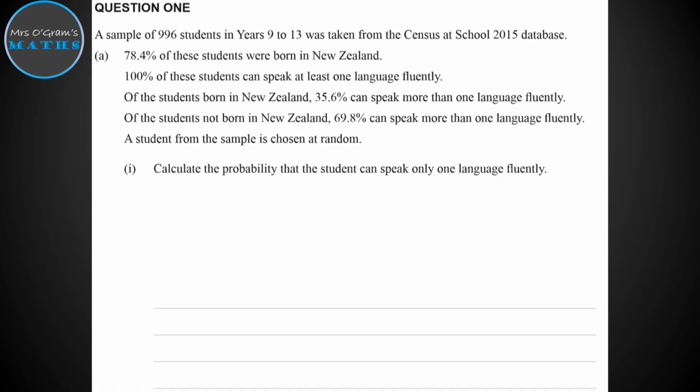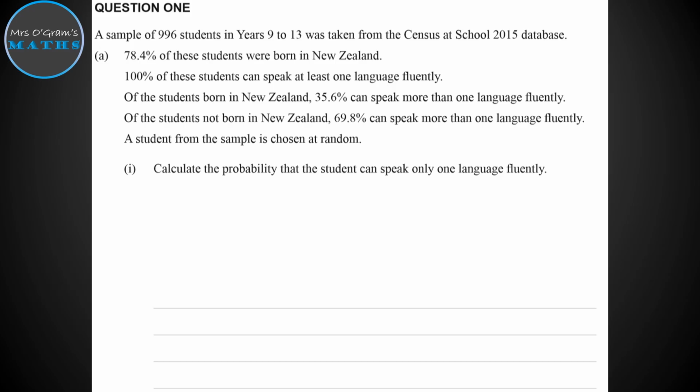Okay, so question 1, we've got a sample of 996 students from years 9 to 13, and we've got some information about the languages that they speak and whether they were born in New Zealand or not. Now we're looking at whether they can just speak one language or they can speak at least more than one language fluently. Okay, so first thing we want to calculate is the probability that the student can speak only one language. Okay, so they can't speak more than one.